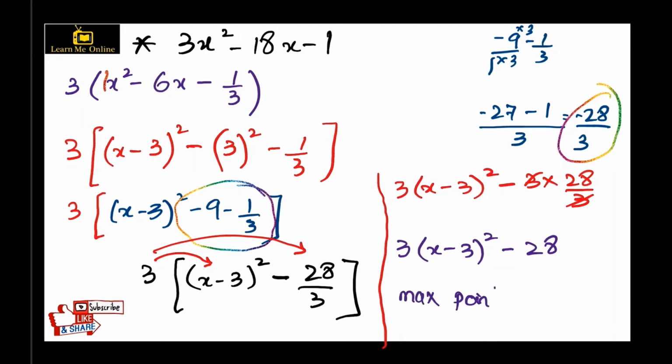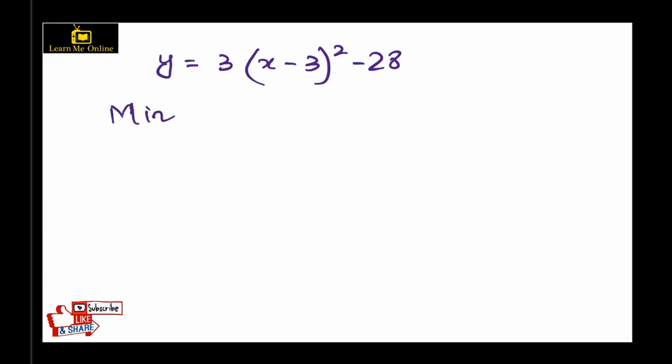I'm going to show you now how you would find out the maximum point coordinates from here. To find out the maximum point coordinates, what you need to do is write it down with y equals the whole thing. So now we are having y equals 3 x minus 3 square minus 28. This is what we had before. Now we are finding out the minimum point coordinates. So we'll be getting the minimum point coordinates from here.